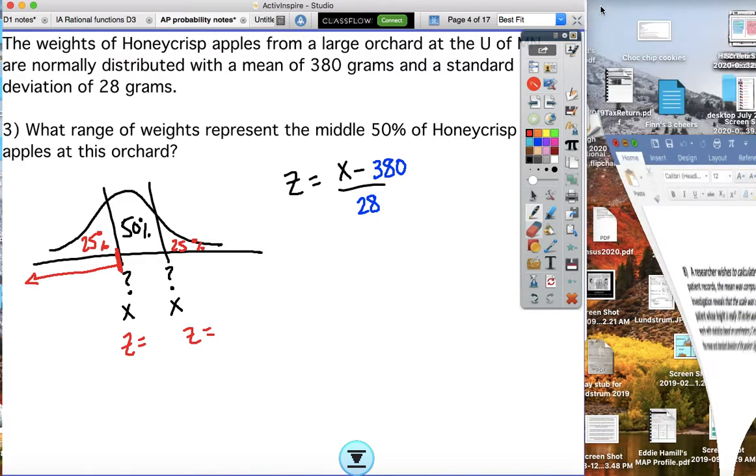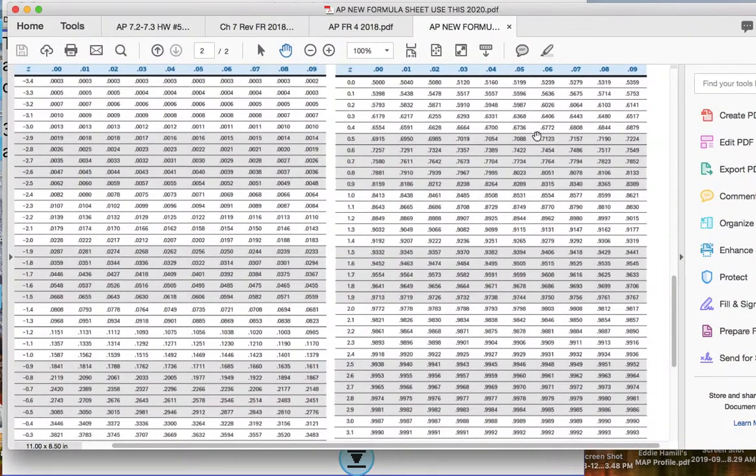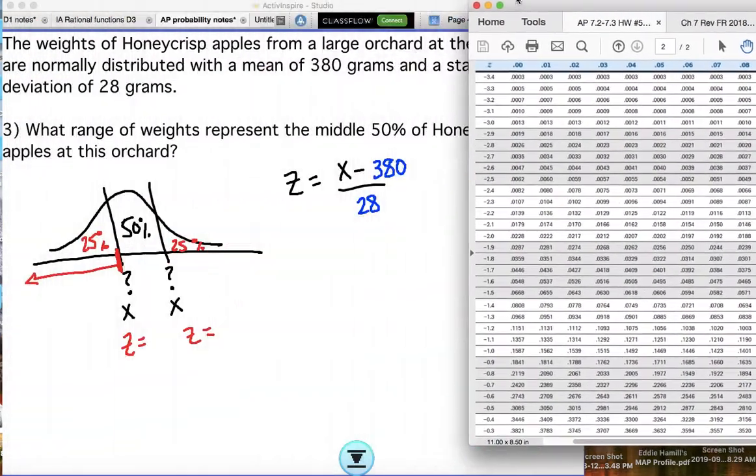So that means that I need my z-chart, and I am going to have to work backwards because I don't know what the z-score is. I'm looking for the 25th percentile, so I have to look in the main body of the table for the closest thing to 0.25. And the closest thing to 0.25 lies between here and here, 0.2514, 0.2483. This one is closer to 0.25. So that z-score would be negative 0.67.